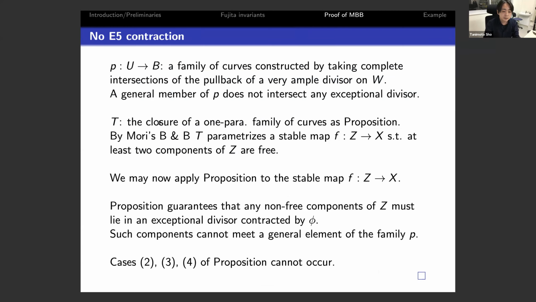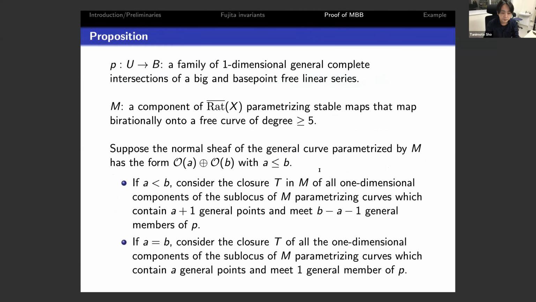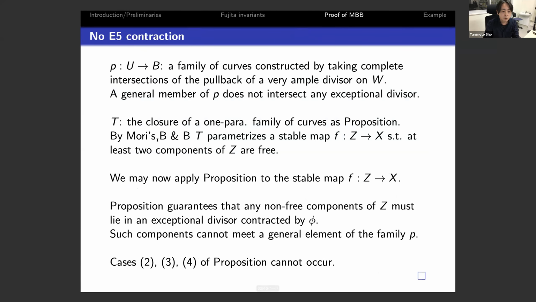Then let T be the closure of a one-parameter family of curves as in the proposition stated here. You've got this configuration. Then Mori's bend and break essentially proves that T parameterizes a stable map such that at least two components meet and pass through two general points. And then a rational curve passing through a general point is a free rational curve. One can show this. At least two components. So that means this is a stable map with at least two components.